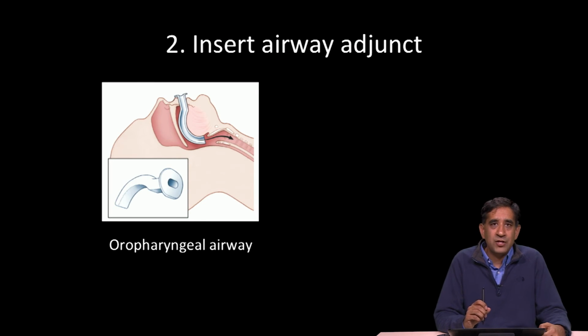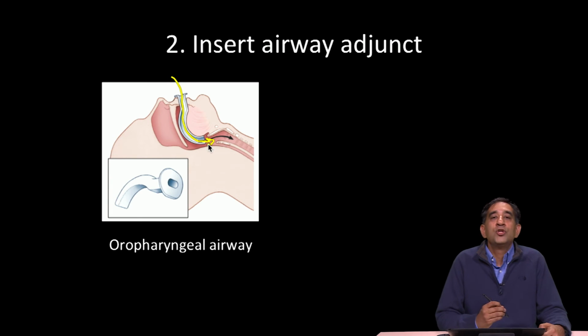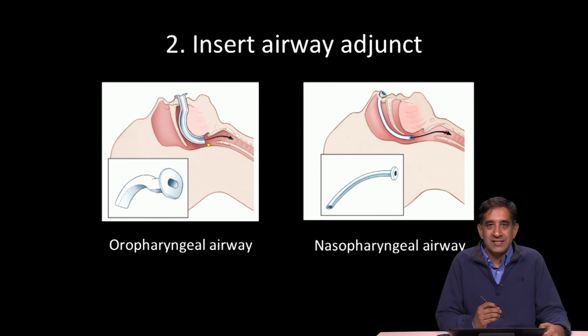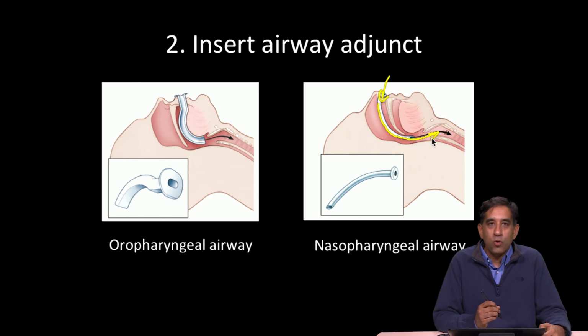Step 2 in providing ventilations after opening the airway is to insert an airway adjunct. And the one that I've shown here is the oropharyngeal airway, which is inserted into the mouth and again allows air to be directed through its hollow chamber towards the glottis and the trachea. And the other device that we use is the nasopharyngeal airway, which is inserted into the nose and then again does the same thing, allows air to be directed towards the glottis and into the trachea. Oropharyngeal airway in through the mouth, nasopharyngeal airway is inserted through the nose.